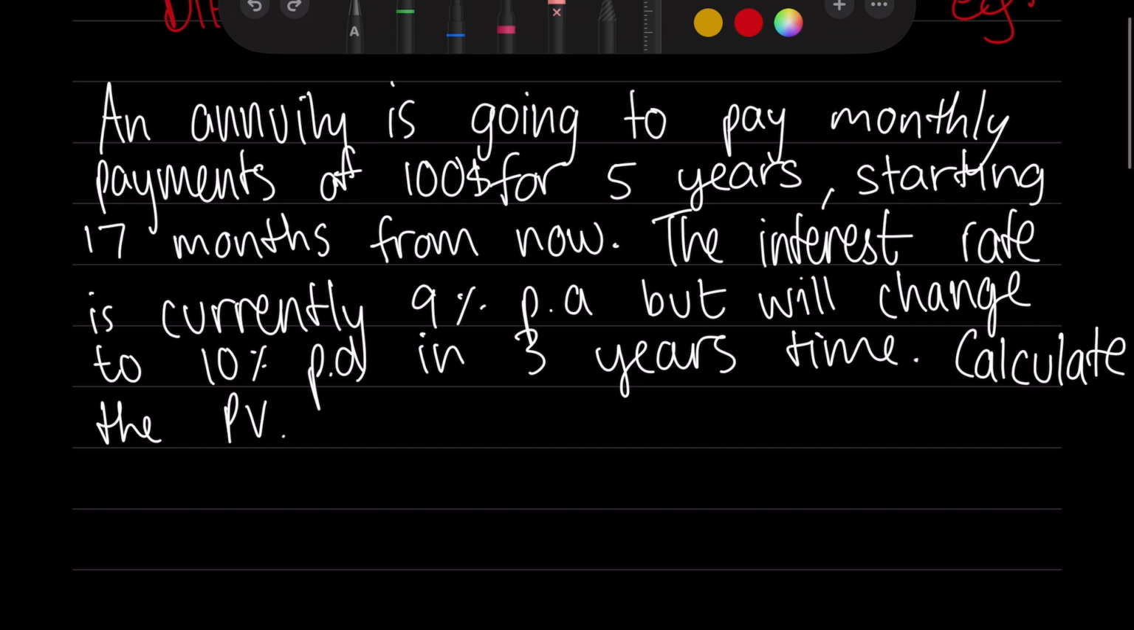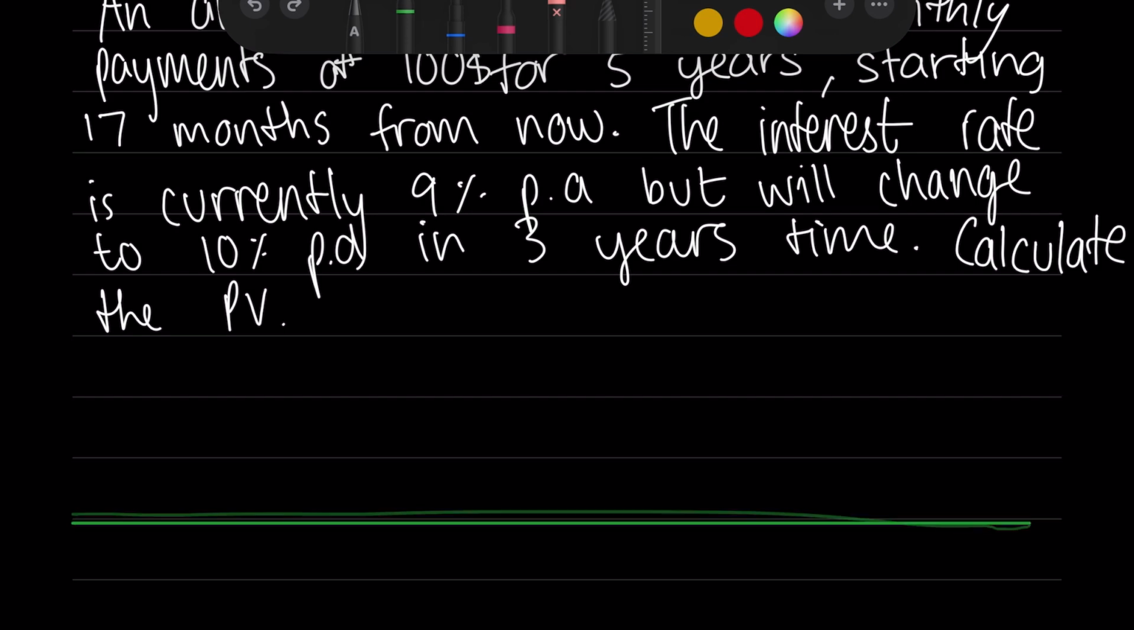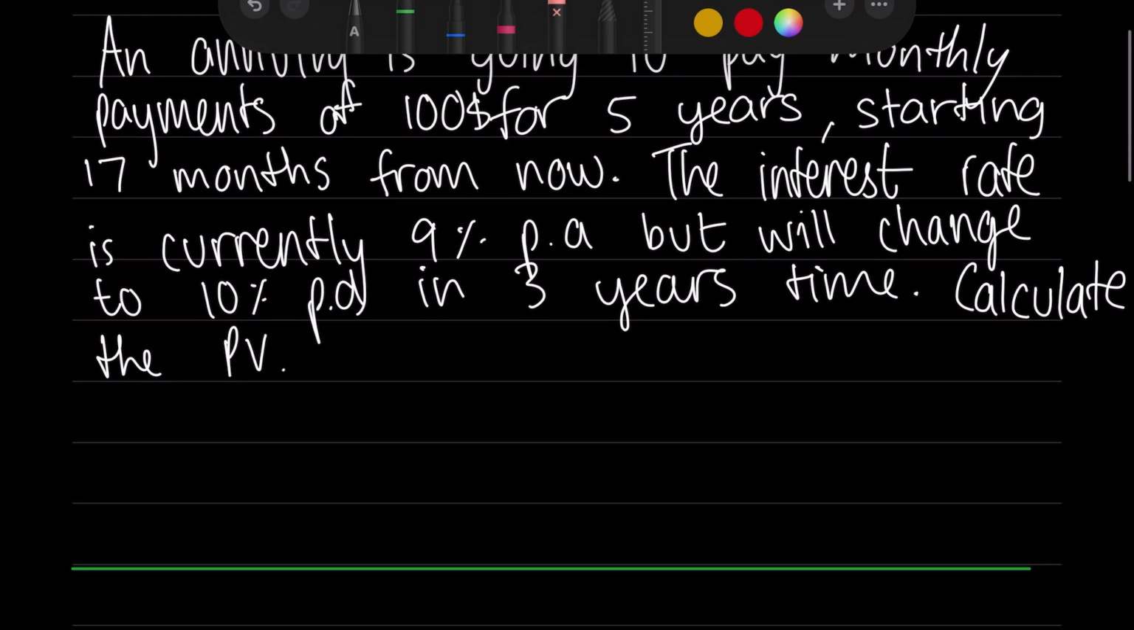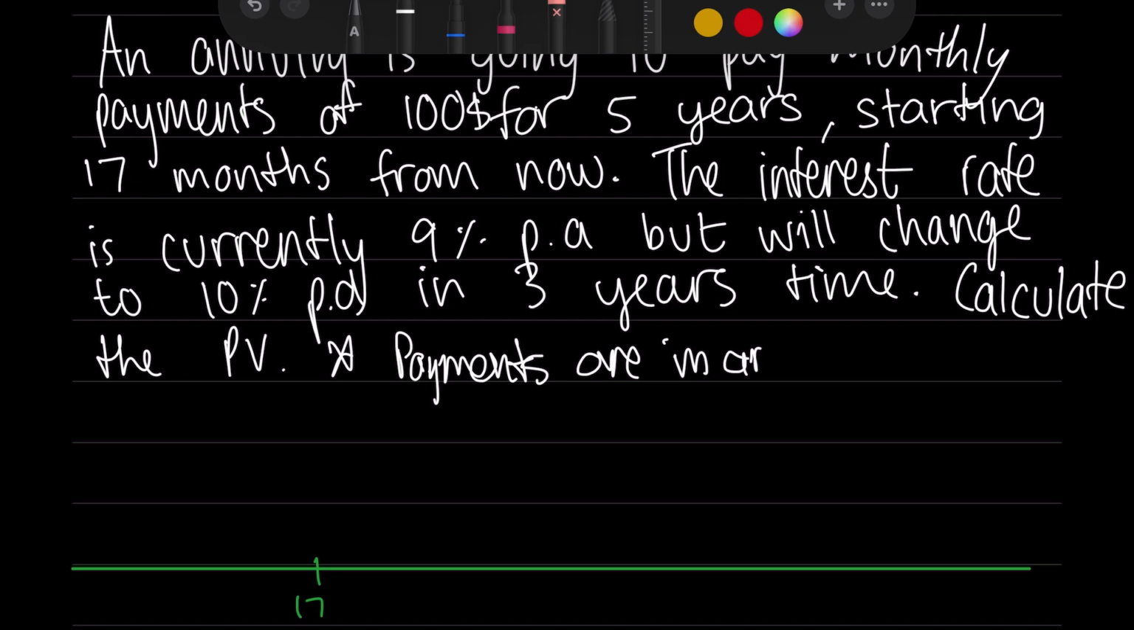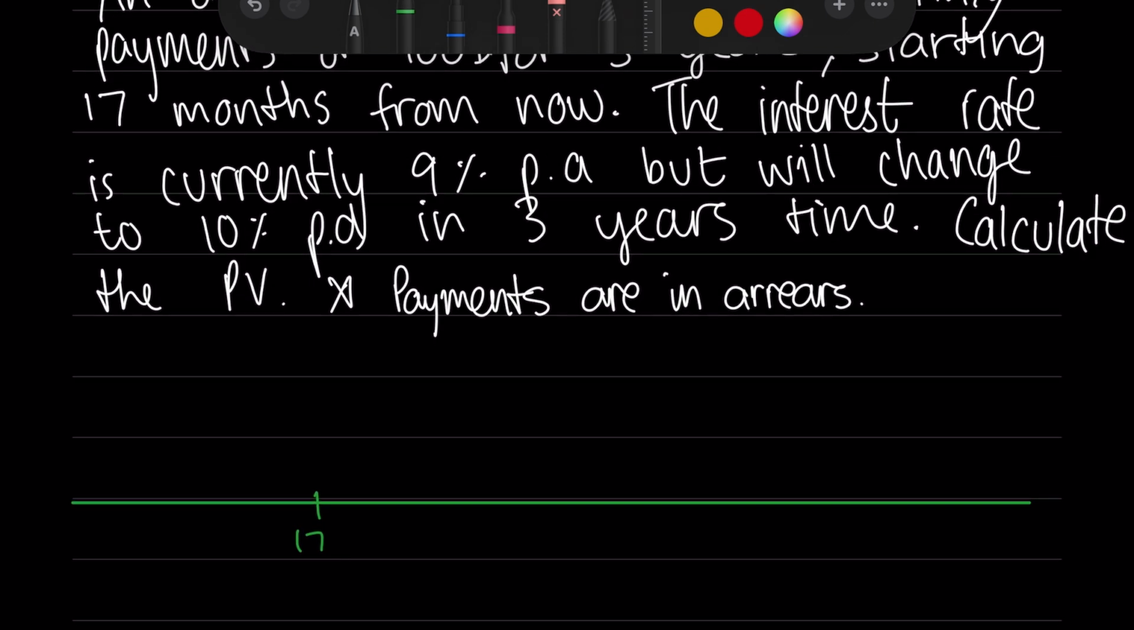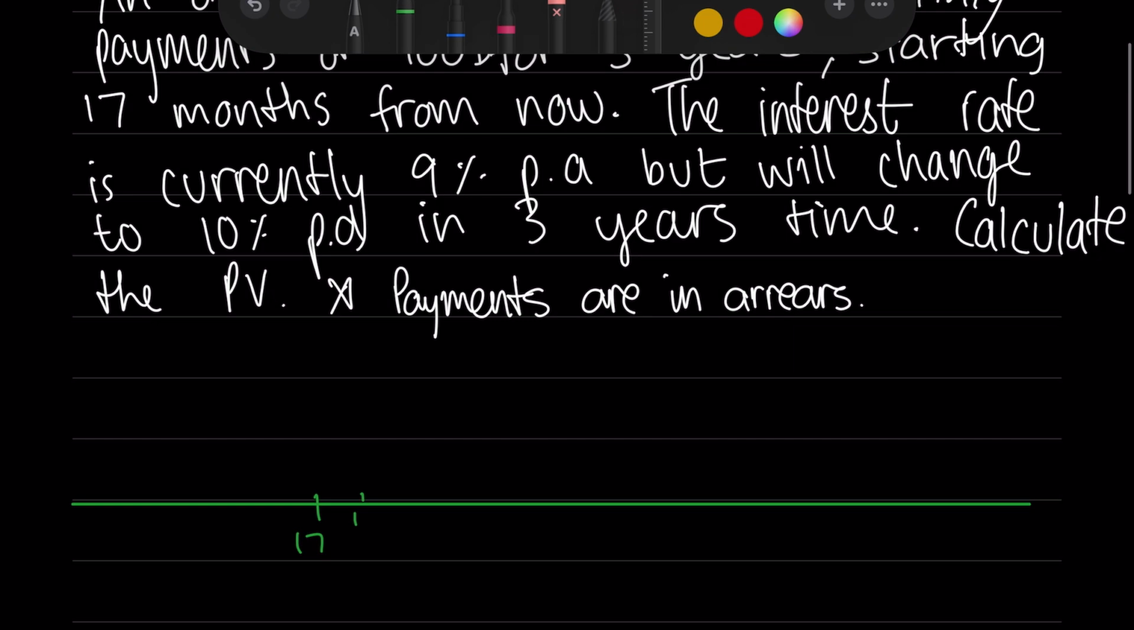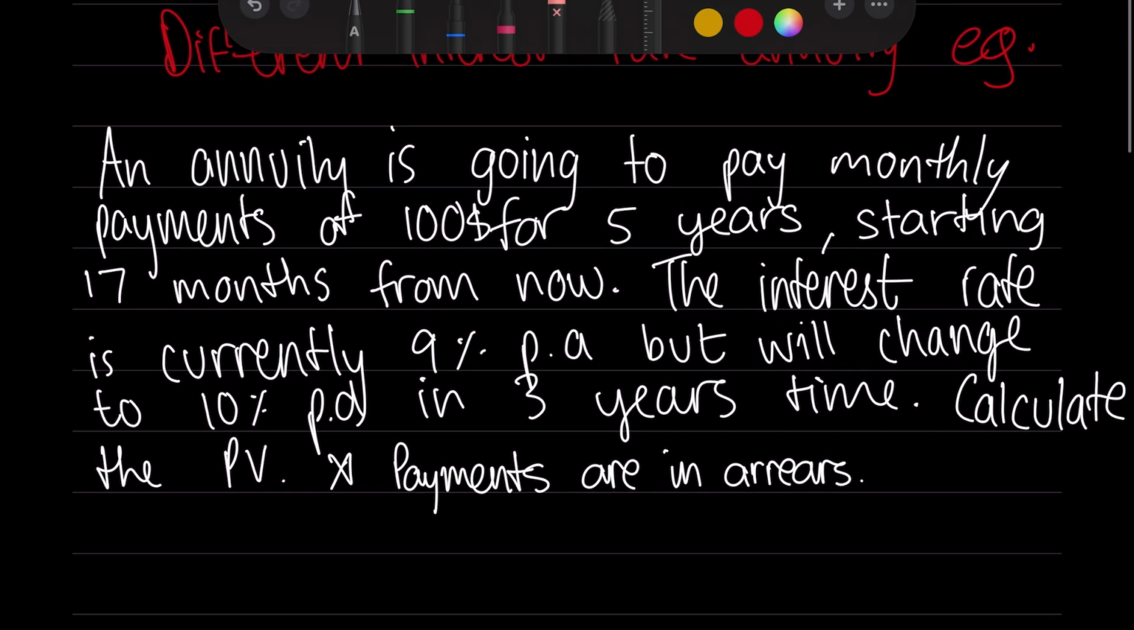So the first thing we do is quickly draw a timeline, to see what is happening here. I see this is kind of deferred. The first payment is starting 17 months from now. Let me do it here so there's space. What I want to do is do this question under the assumption that the payments are in arrears. I feel like I don't do too many arrears questions, so we'll do that. So then the first payment is actually going to be here at 18, right? But then we have an interest change.